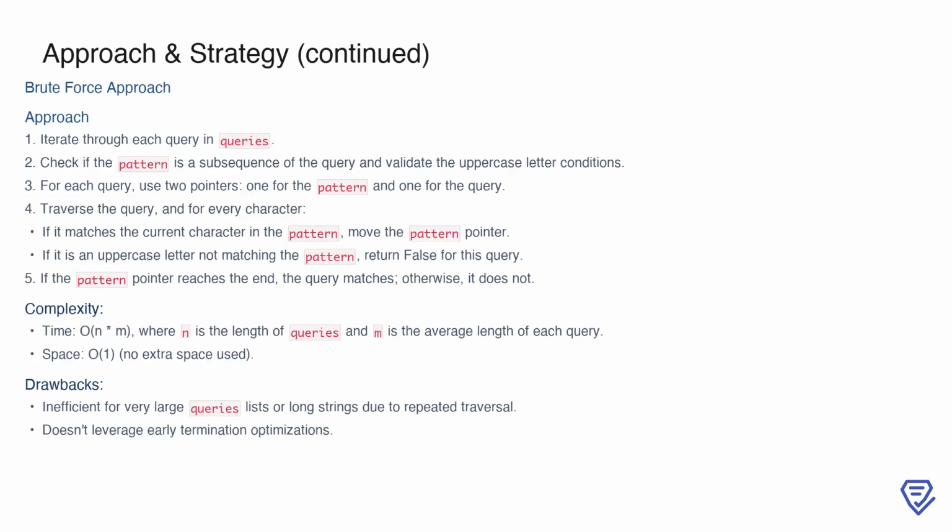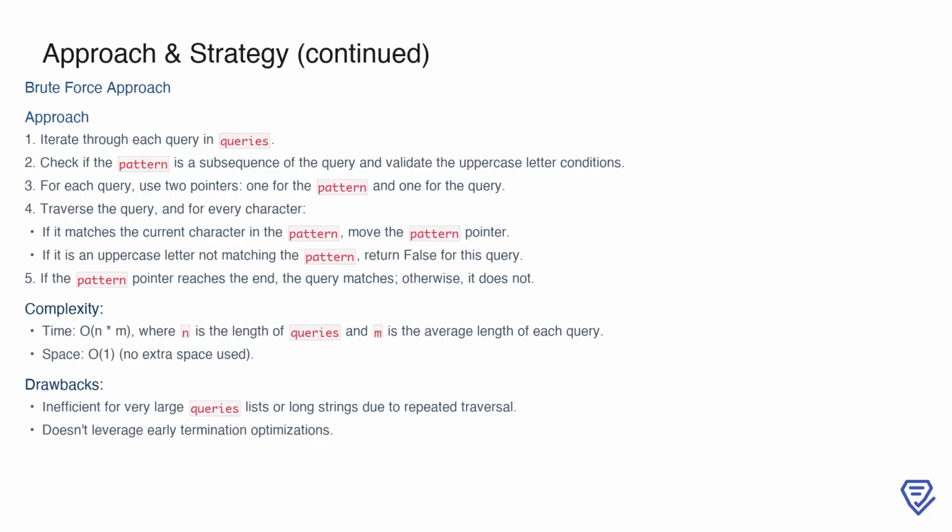One way to approach this problem is through a brute force method. Here's how it works. For each query in the list, we check if the pattern is a subsequence of the query while validating the uppercase letter constraints. To do this, we use two pointers, one for the pattern and one for the query.